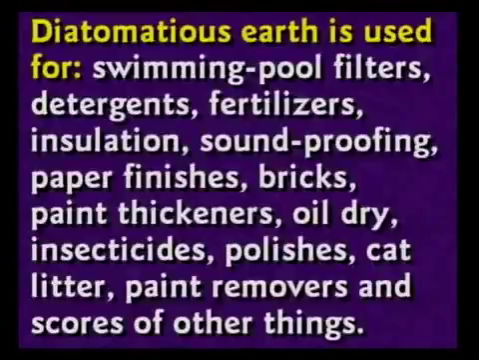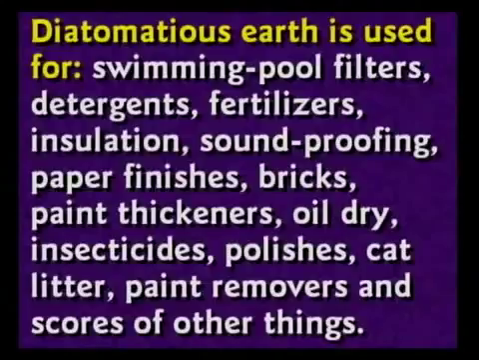Diatomaceous earth is used for swimming pool filters. It's used for detergents to clean your clothes. For fertilizers, insulation, soundproofing, paper finishes. They will mix diatomaceous earth in with the slurry of wood chips and it makes the paper have a slicker surface. When they make paper, there's diatomaceous earth in there. Soundproofing, oil dry, paint thickeners, polishes, cat litter, you know, the white crystals you put out for the kitty, that's diatomaceous earth. Paint removers, and scores of other things.